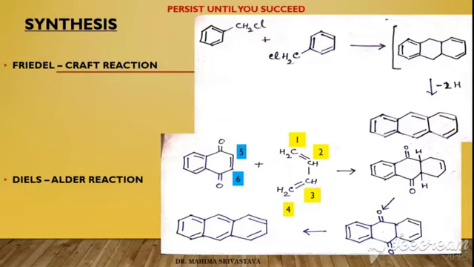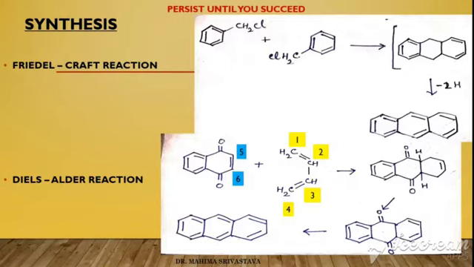Second up is the Diels-Alder reaction. Now, the Diels-Alder reaction involves a diene and a dienophile. The diene here is butadiene and the dienophile is 1,4-naphthaquinone. Those two reactants are shown in the reaction. Now, the first step actually is the Diels-Alder reaction.